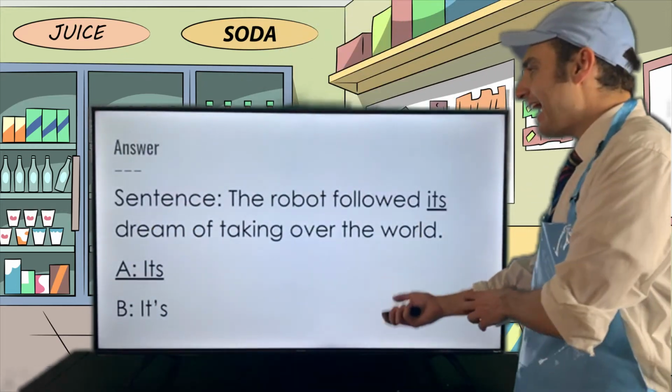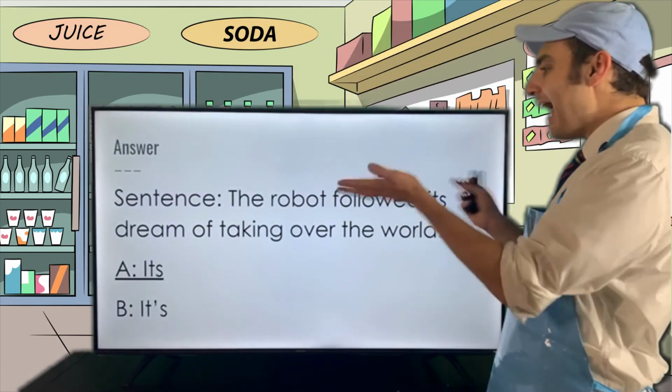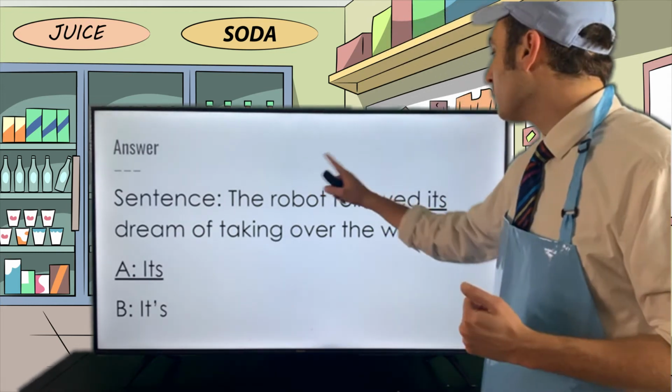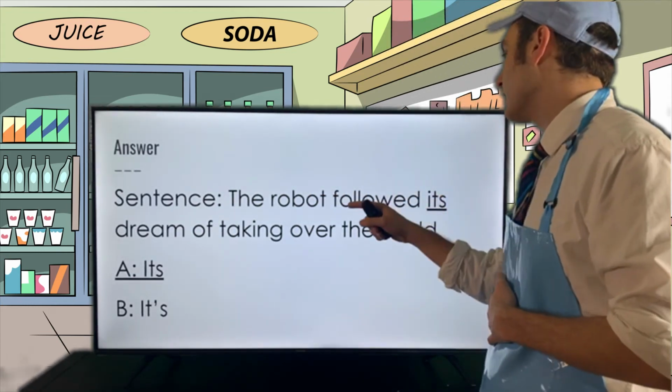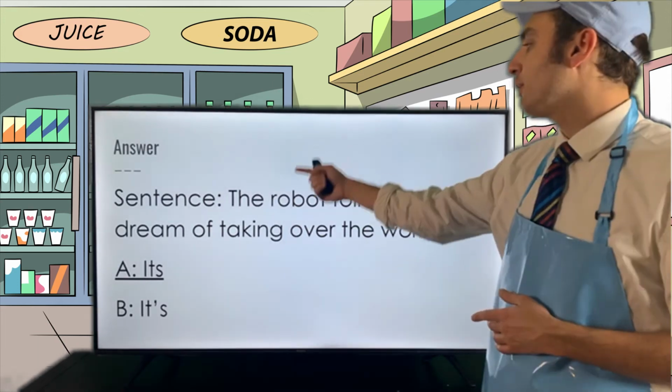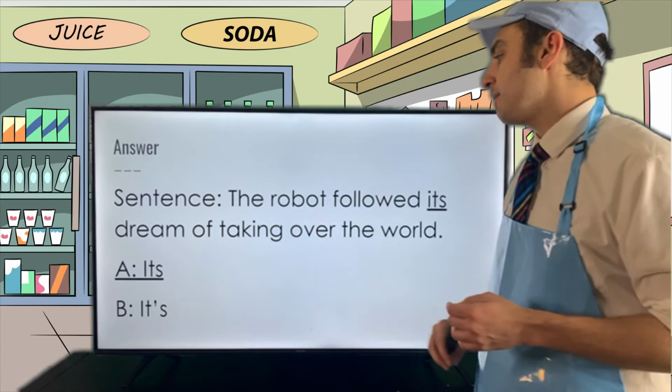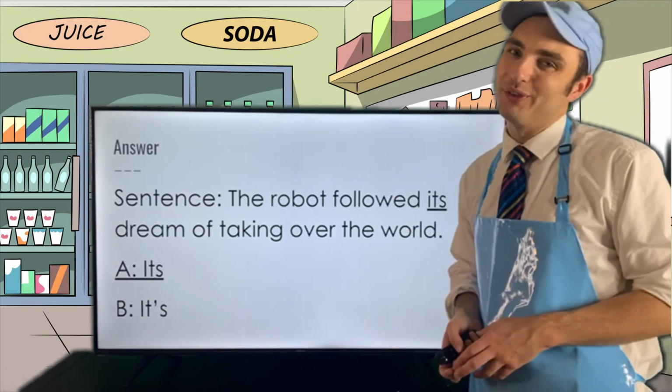Anyway, the answer to this is going to be A. It's the possessive form. The robot followed its dream. It referring to the robot. So its dream. It has a dream of taking over the world.